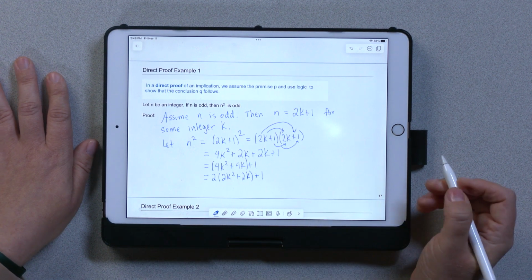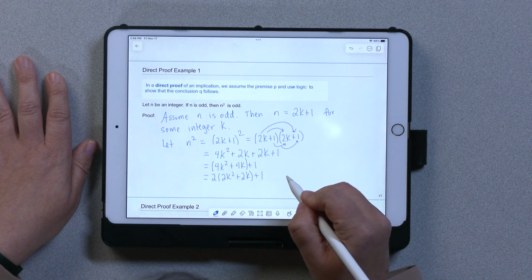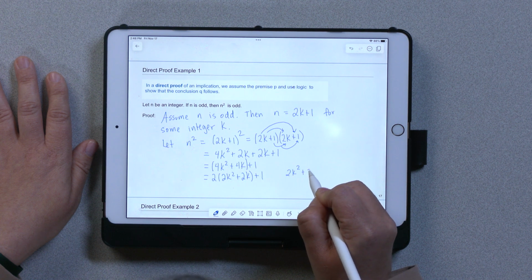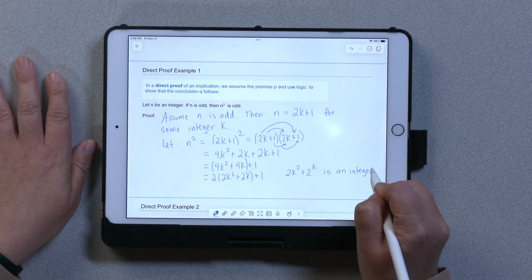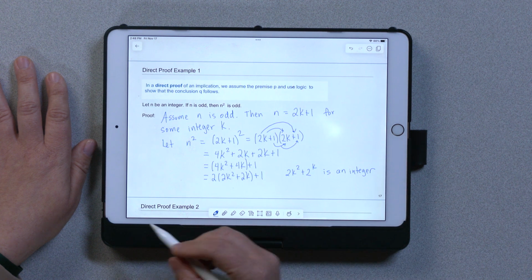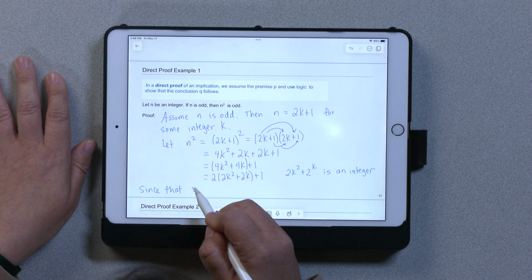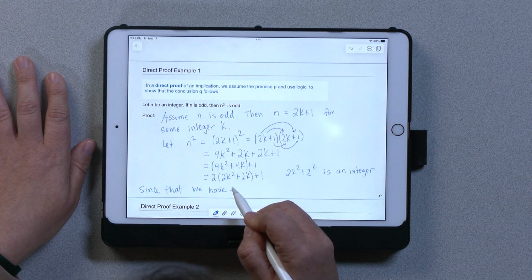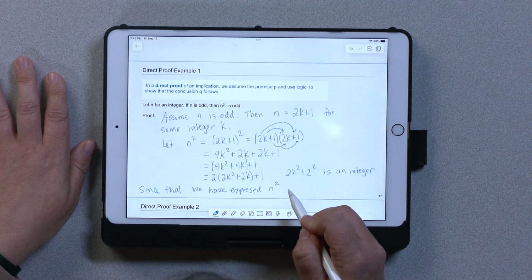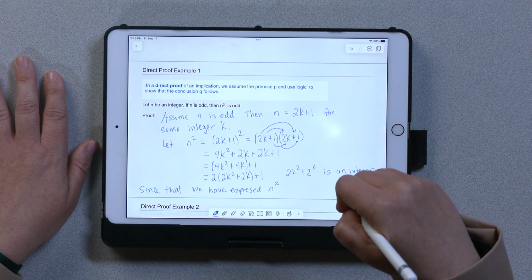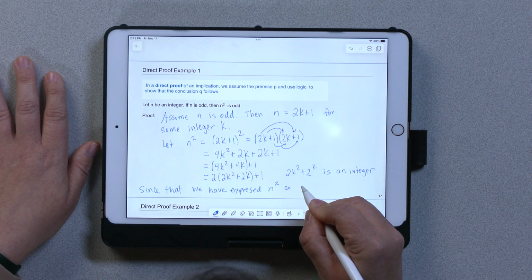Well, we know that since integers are closed under multiplication and addition, we know that 2k squared plus 2k is an integer. And since that, we have expressed n squared as 2 times an integer plus 1. We have shown it's odd.